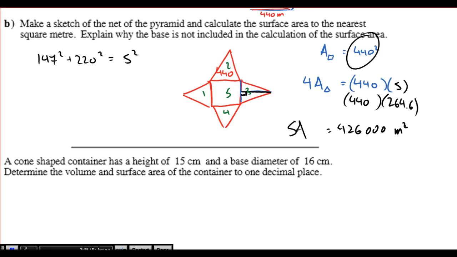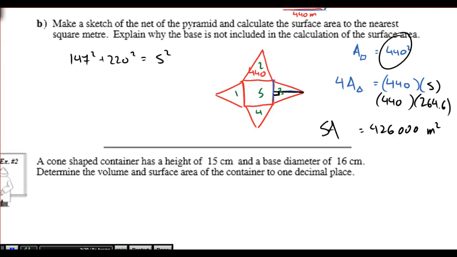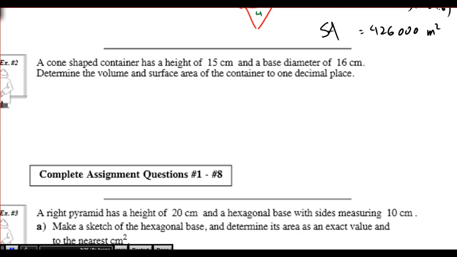Okay, so now let's do an example with the cone here. A cone-shaped container has a height of 15 centimeters and the base of, so let's draw a diagram here. Let me do my best cone here. Be careful when they say height and not the slant height, so that's 15 centimeters, and the base has a diameter of 16 centimeters. Determine the volume and the surface area.